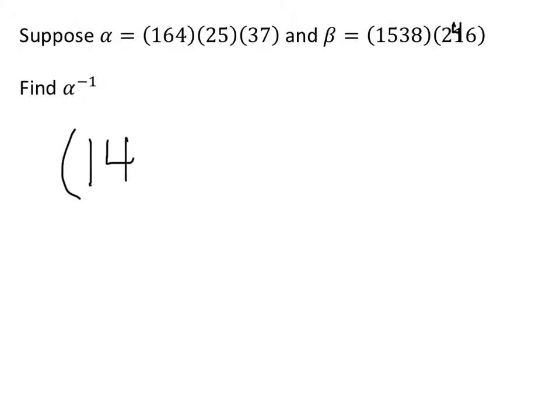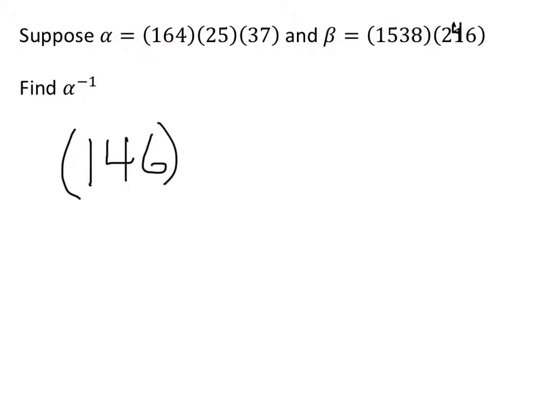Now we continue. What mapped to 4? Well, here is 4. You look to the number to the left. It's 6. 6 maps to 4 in alpha, so in alpha inverse, 4 will map to 6. What about 6? Well, here's 6 in alpha. What mapped to 6? 1 mapped to 6 in alpha, so in alpha inverse, 6 will map back to 1. So we close that off.